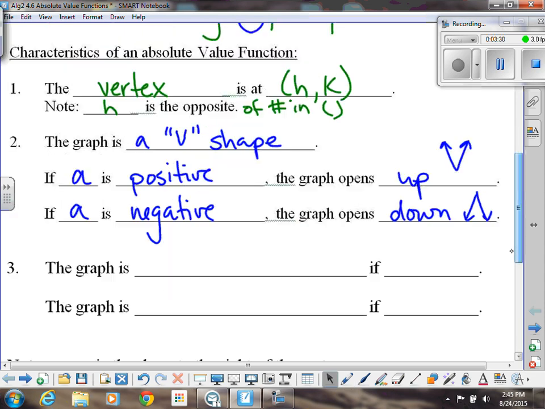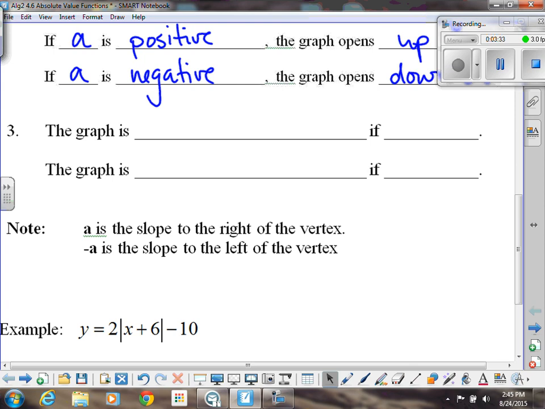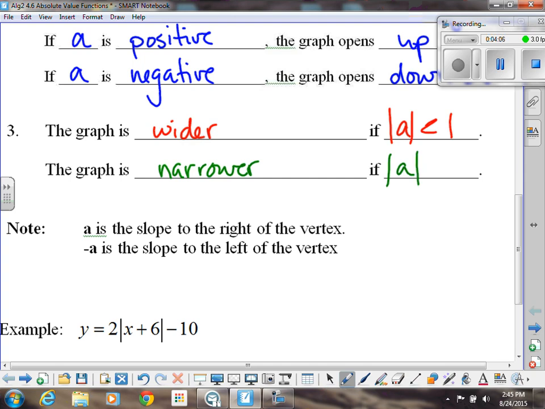Okay. Also, a tells us whether the V is going to be wider or narrower. So the graph is wider as long as the absolute value of a is less than 1. So really that just means if it's anywhere between -1 and +1, any of those numbers between -1 and +1, think fractions, think small decimals, then our V is going to get wider. It's going to get narrower if the absolute value of a is greater than 1. So these are numbers like 2 or 4 or 5. That's just because that's our slope.